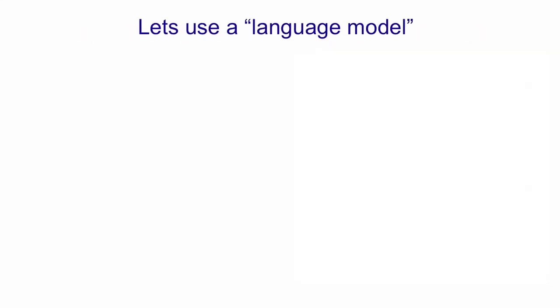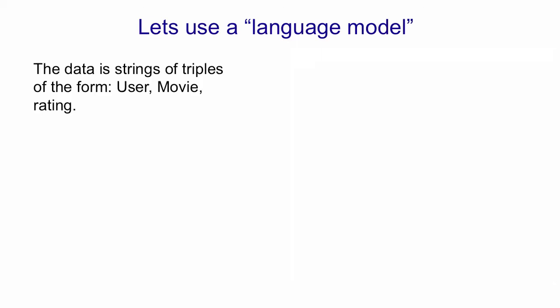Let's start by trying to use a language model. It sounds bizarre, but as you'll see, it's equivalent to a standard method. So we can write the data as a string of triples, much like the family trees. Each triple has the form user, movie, and rating. So here's some of the data from that table on the previous slide. And we just have to predict the third term of a triple.